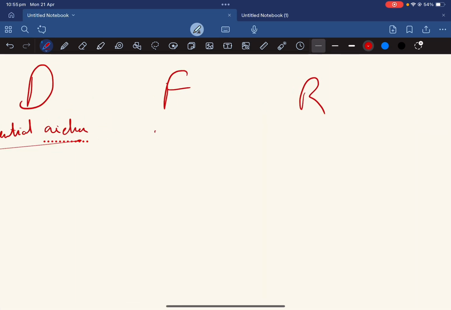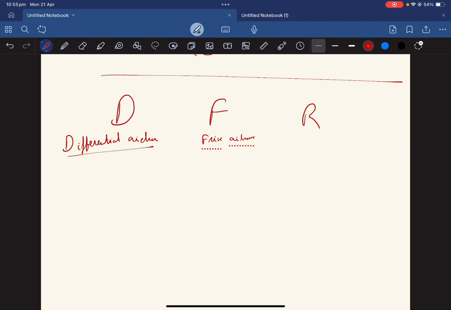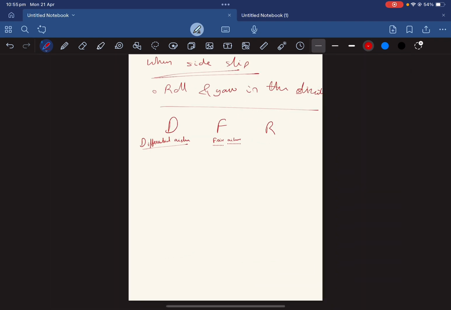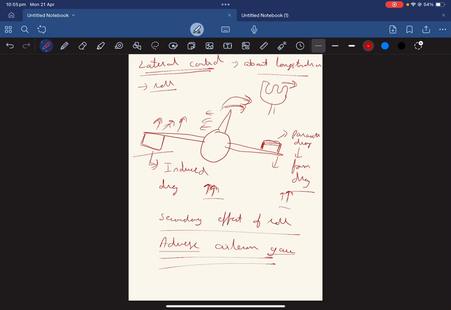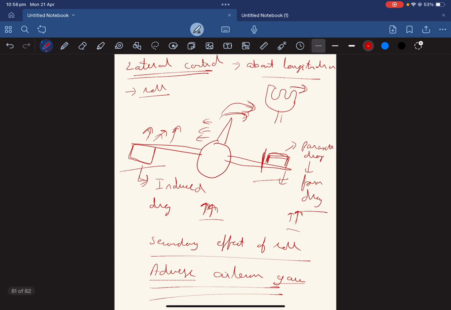So the next, for F, you have frise ailerons. Let's say you have the left wing and the right wing. In this one, let's say I'm going to cut this aerofoil so you can see the aerofoil part. So this is my control surface, and this is the aileron going up. I hope you can visualize it, right?